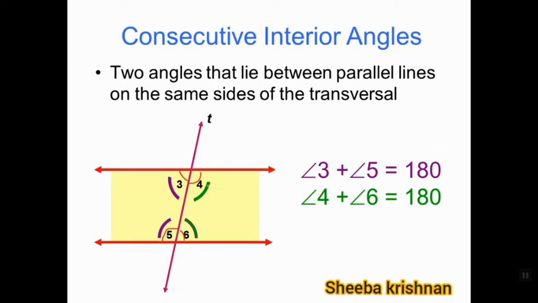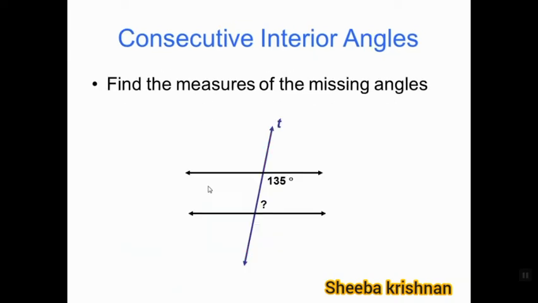Angle 3 plus angle 5, it is 180 degree. Angle 4 plus angle 6, it is 180 degree. Let us find the missing angles. So we know this angle and this angle are consecutive interior angles. So 135 plus this angle becomes 180. So to find the missing angle, we have to subtract 135 from 180. 180 minus 135 equals 45 degree.